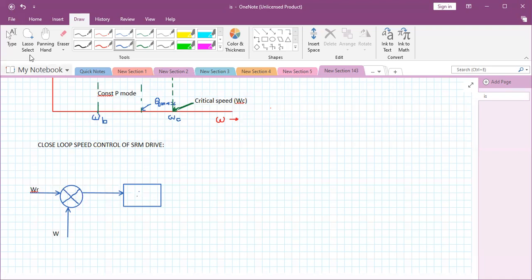Okay, so this is our PI controller. Here the error will be generated, so I will denote it by small e, or I just write error. Now this PI regulator will give us some change in a torque.